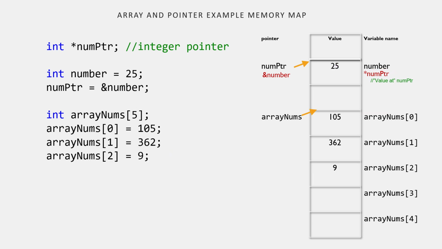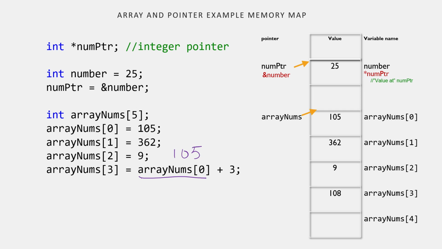So this is just assigning values to all the different cells. This one is taking whatever is at array nums, which is 105, adding 3 to it, and then taking that result and assigning it back to array nums at index 3. The way that C++ calculates is it starts here and counts a size of integer, size of integer, size of integer, size of integer. So there's no control for it to go out of bounds. You have to keep track of how many cells are actually filled in your arrays.